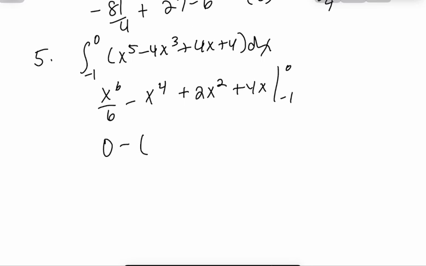That works. Okay. So now if we plug in negative 1, we get a positive 1/6. We get a minus 1. We get a plus 2 and a minus 4. So our final answer would be the following: 17/6. So that is number 5.